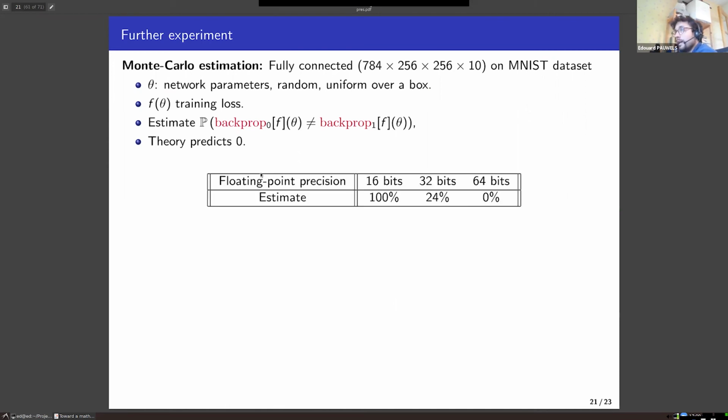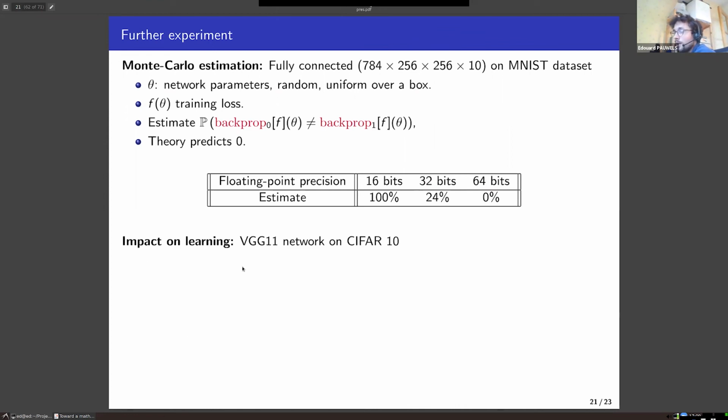Okay. And if we perform these experiments, we get the following results. So depending on the precision, in 16 bits, we find a difference 100% of the time. So that means that 100% of the time, I think that there are 1,000 draws of the parameters here, there is at least one element in the dataset for which there is a difference. In 32 bits, this drops to 24%, and in 64 bits, 0%. So this confirms the intuition that we had before. This is related to numerical precision.